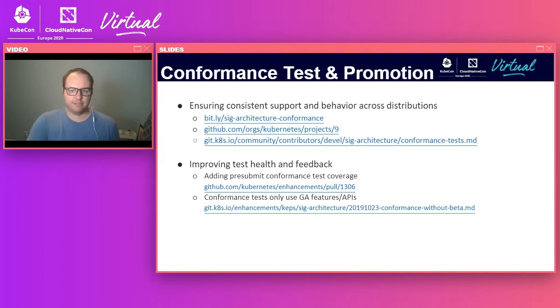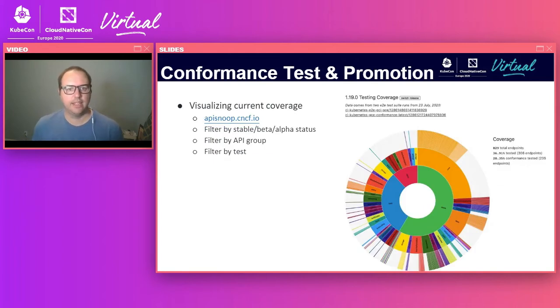Then as features evolve in Kubernetes, they go through alpha, beta, and stable GA status. We have a general goal of trying to prioritize our conformance testing on things that have already graduated to what we call stable or GA, and then putting new barriers in place to ensure that for any new capabilities that come in, we are set up in the future to better conformance test those.